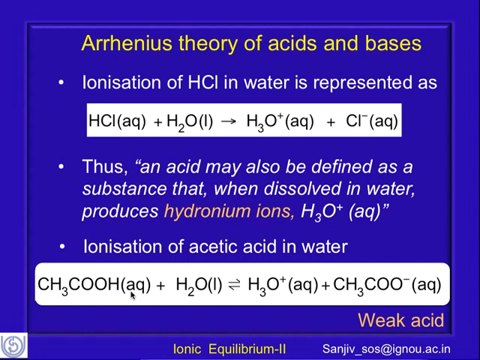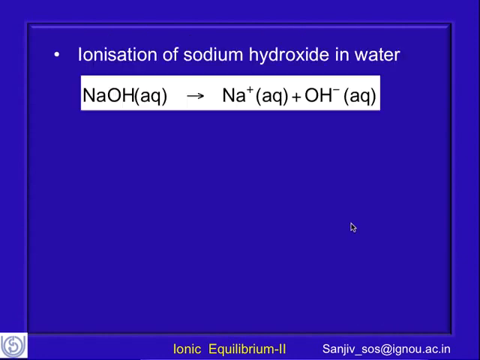So a strong acid is one which dissociates completely to give you a hydrogen ion, or you can say hydronium ion, and the counter ion. Whereas a weak acid is one which does not dissociate completely; rather, it ionizes to a certain extent to give a system wherein there is an equilibrium between the acid and the corresponding anion.